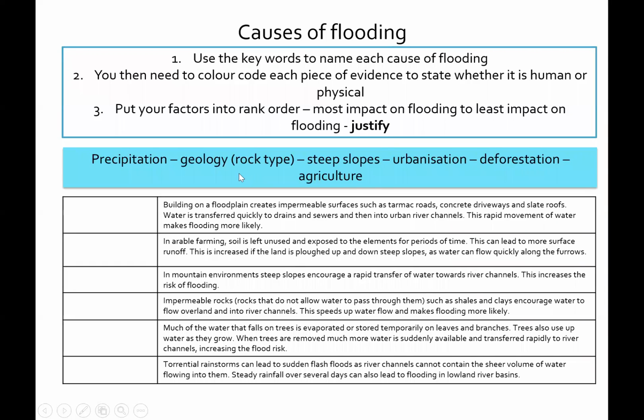You've then got geology, which basically means the type of rock. Steep slopes, so in mountains you've got steep slopes, in areas like Calverton, for example, you've got quite gentle slopes. Urbanisation, so the amount of building, how much concrete there is. Deforestation, so that's about chopping down trees. And agriculture, which is farming.